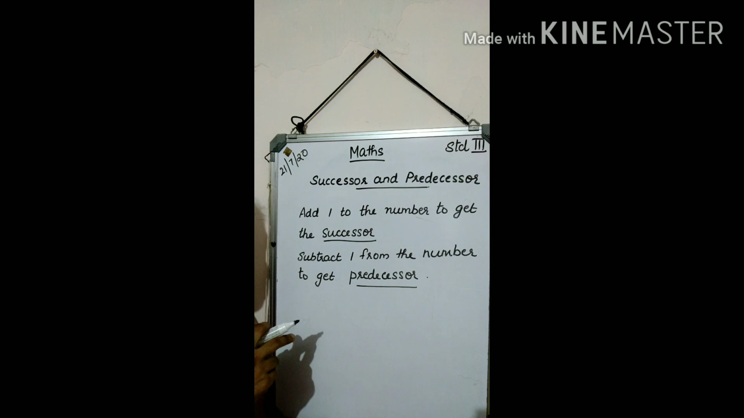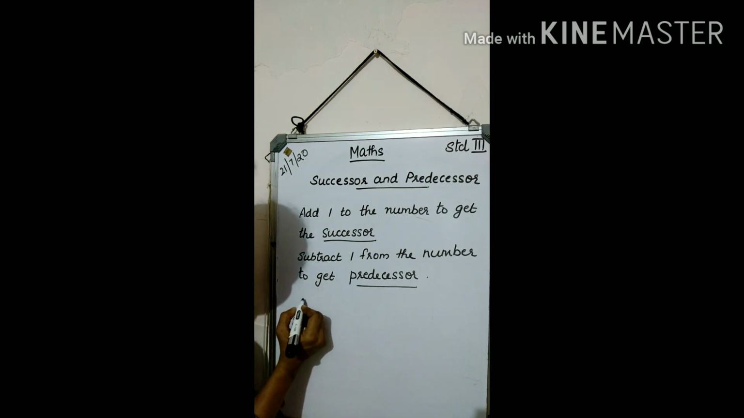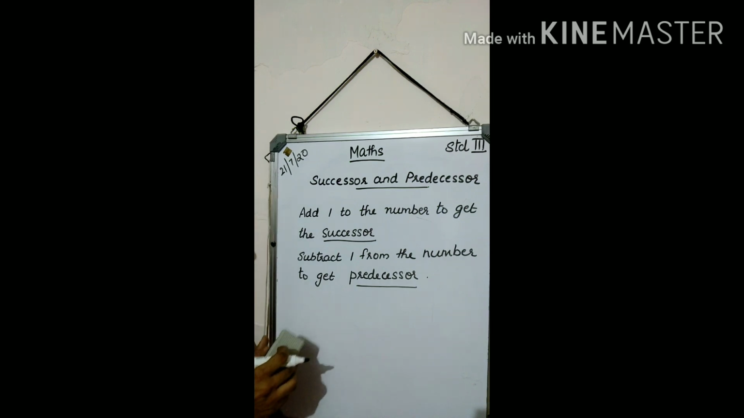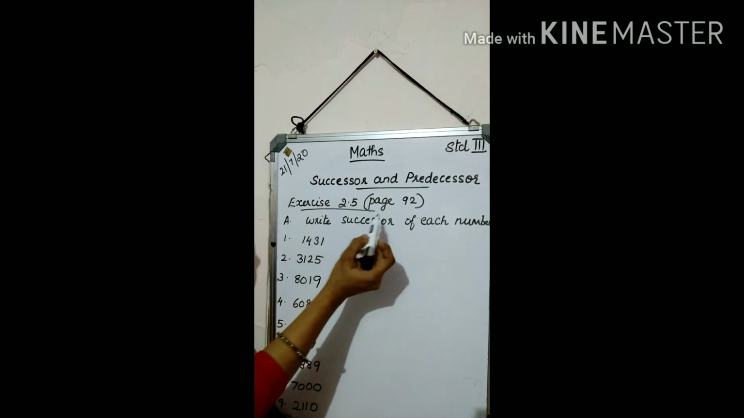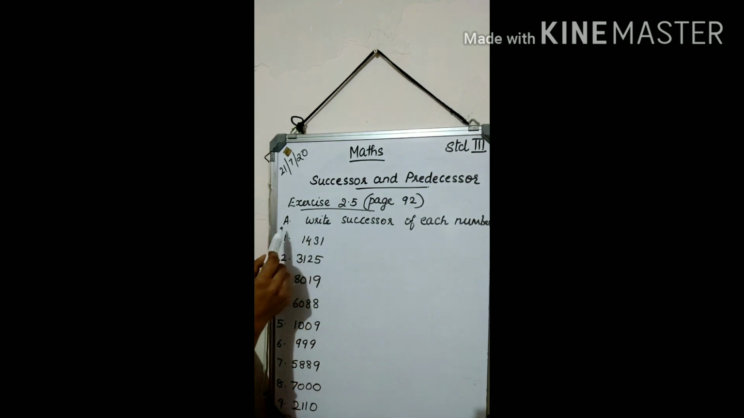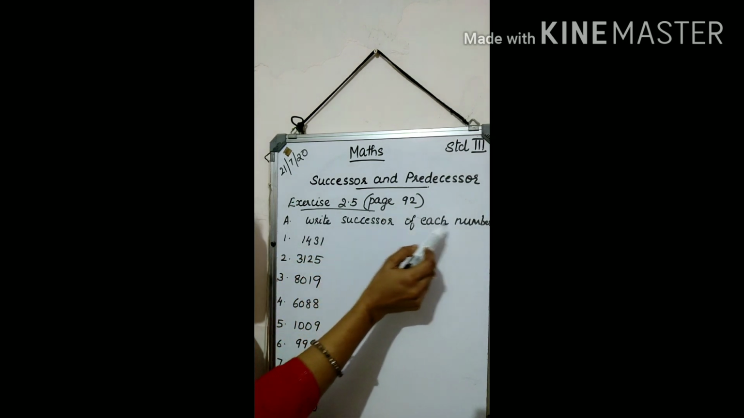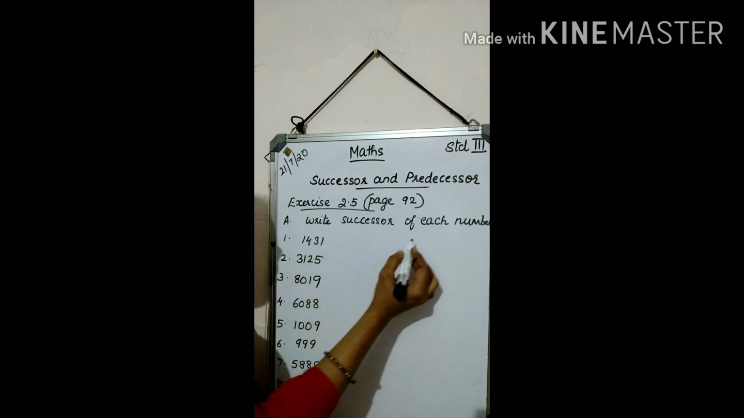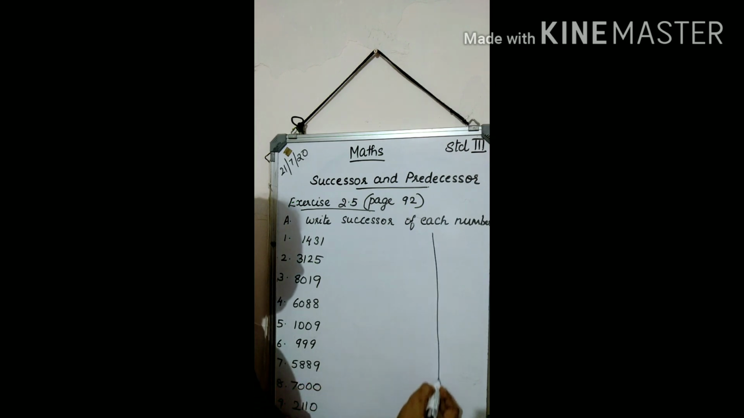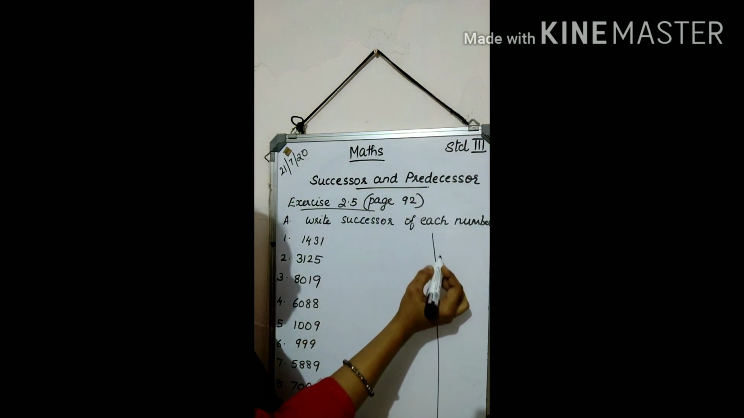Then take a notebook and a textbook. Exercise 2.5, page 92. There are questions. Write the successor of each number. You have to find the successor of the number. Do this in your notebook. I want to see the calculation in your working column.